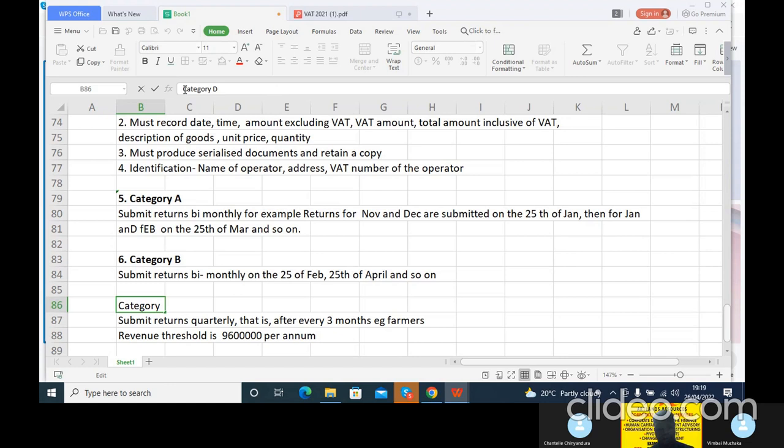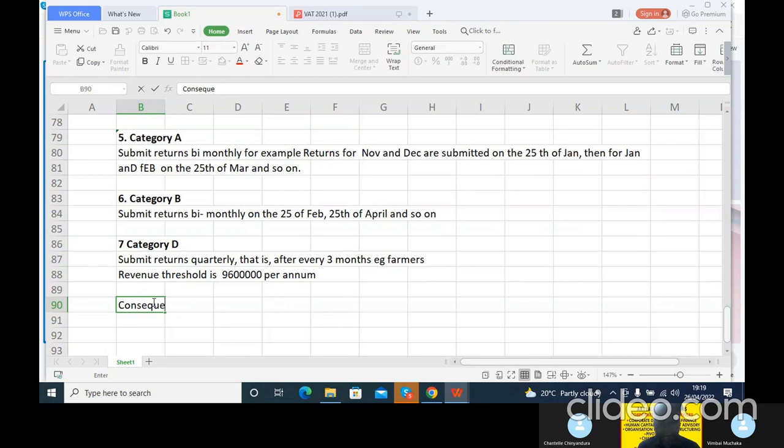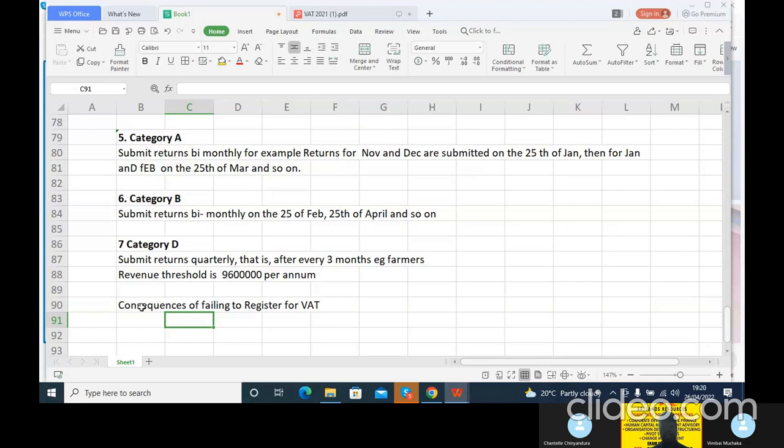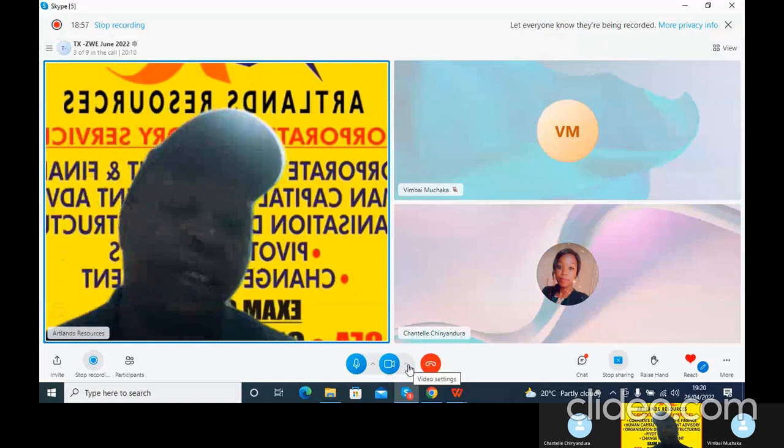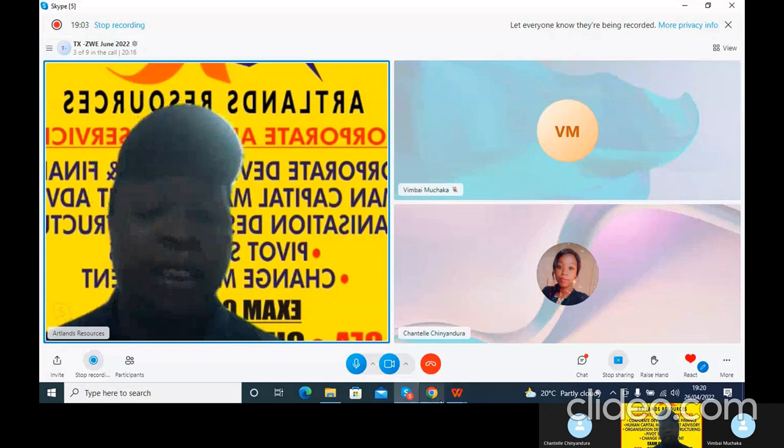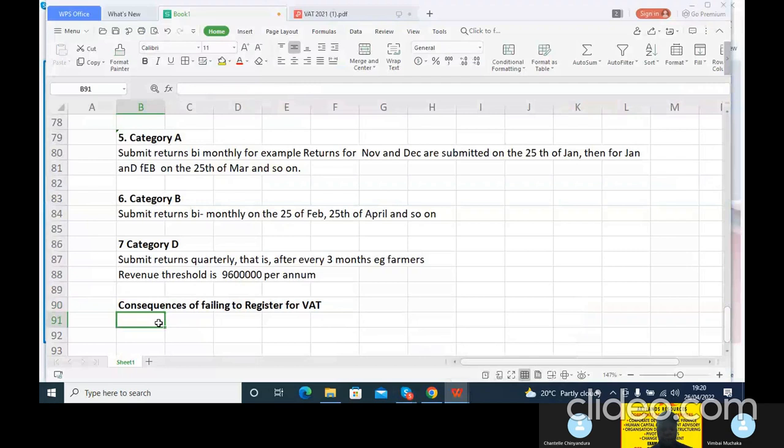Now, something I want you to know is, what are the consequences of failing to register for VAT? If you are supposed to register for VAT and you fail to register, what do you think Zimra will do to encourage registration? The same question may come and say, what are the actions at Zimra's disposal to encourage compliance with these registrations? So, should you fail to register for VAT, these are the actions which Zimra can take.